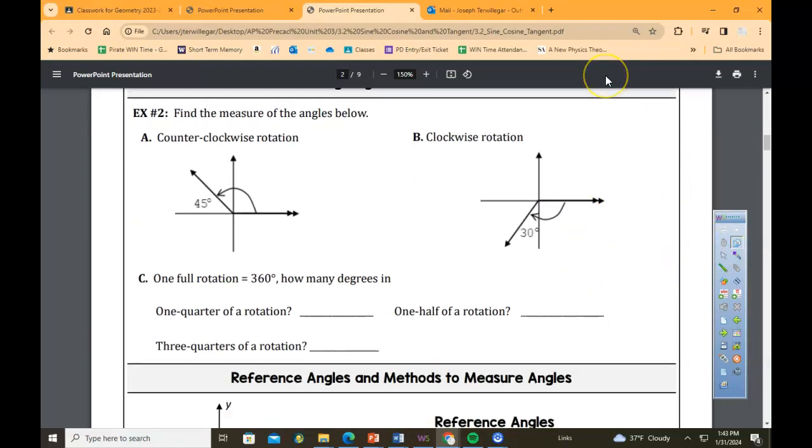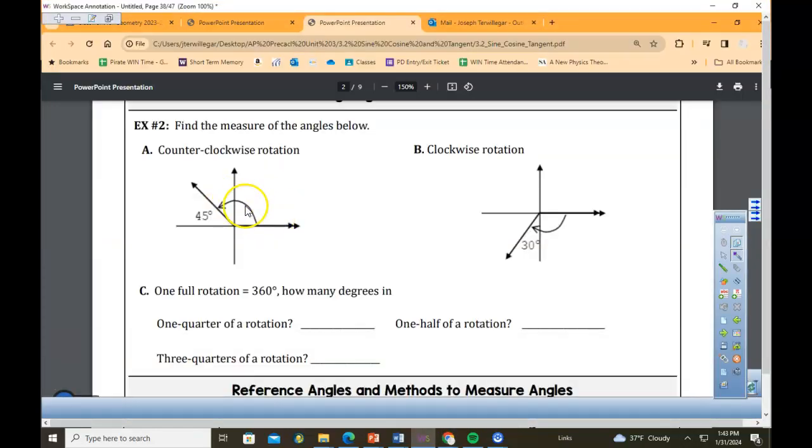All right, let's do another one. Let's look at example 2. Find the measure of the angles.